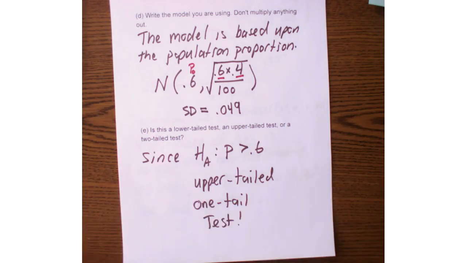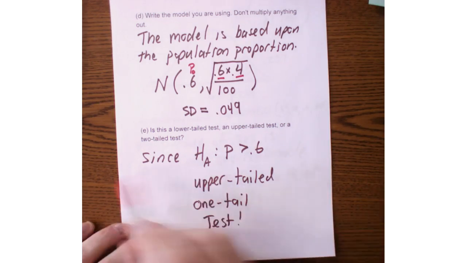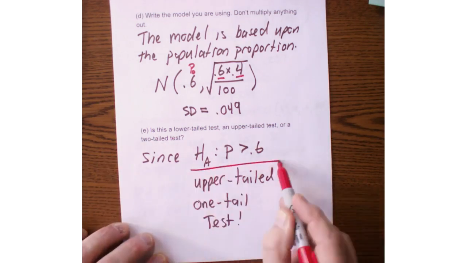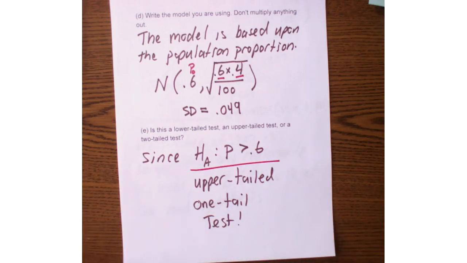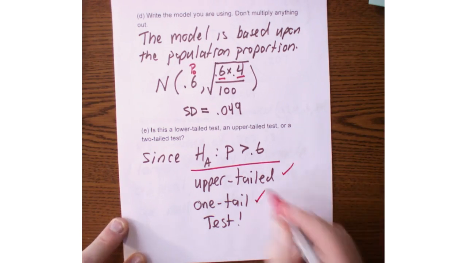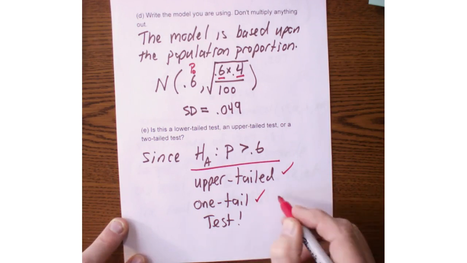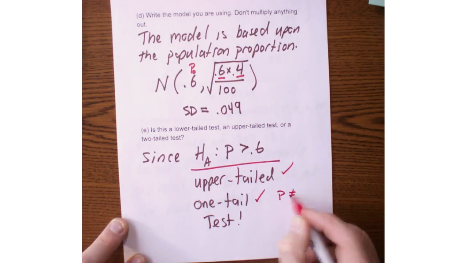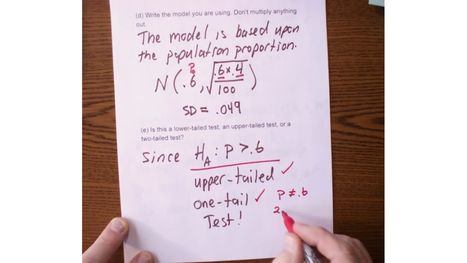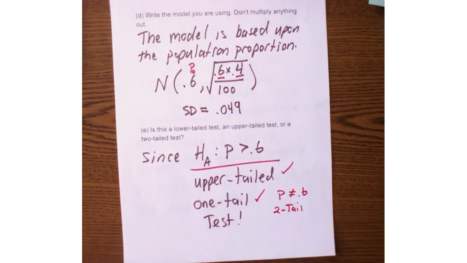Part E, is this a lower tail test or an upper tail test or a two-tailed test? Well, you get this answer from your alternate hypothesis. So my alternate hypothesis said that p is greater than 0.6. So that is an upper tail, and it's a one-tail test. If it was the other direction, p is less than 0.6, that would be a lower tail. And if it was p not equal to 0.6, that would make this a two-tailed test. But as it is, we have an upper-tailed, one-tailed test.